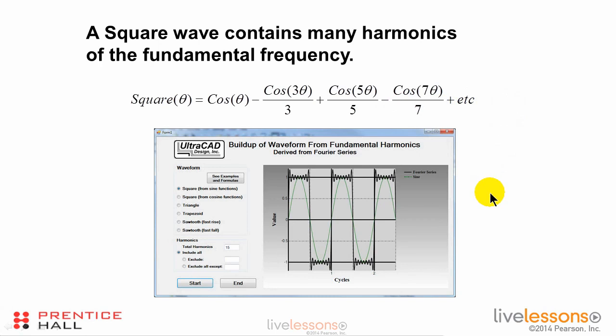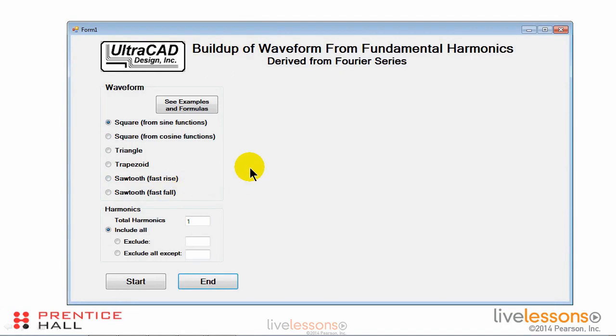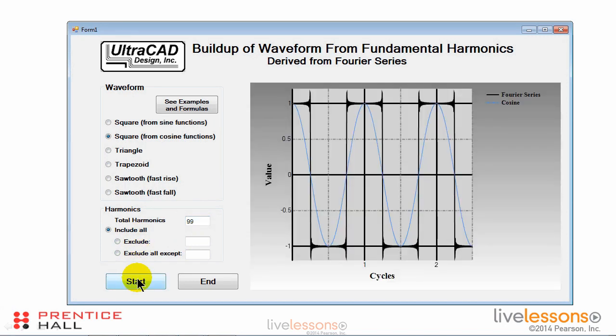And UltraCAD has a little tool for being able to look at this. We call it the Fourier simulation tool. And I'm going to call it up and give you an illustration of that. And it looks like this. We're going to take a square wave from a cosine function. That's the same cosine function we had on the previous slide. We're going to take 99 harmonics, and we're going to tell this to calculate what the square wave would look like. And here is the fundamental frequency, the blue line, and here is the square wave that is derived from 99 harmonics. And it's a pretty good-looking square wave.